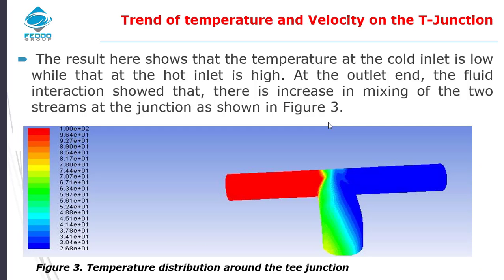Also we have the trend of temperature and velocity, because we want to check the variation of temperature as well. The result shown here depicts that at the outlet, the fluid interaction showed an increase in mixing of the two streams at the junction. So we can see that being depicted. Like I've said, this particular model is a faucet. We are using an example of a faucet model where we have the two inlets and the outlet, and our analysis gives us the interaction for the temperature and velocity on the T junction pipeline.